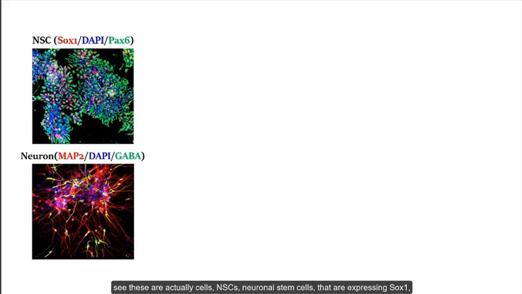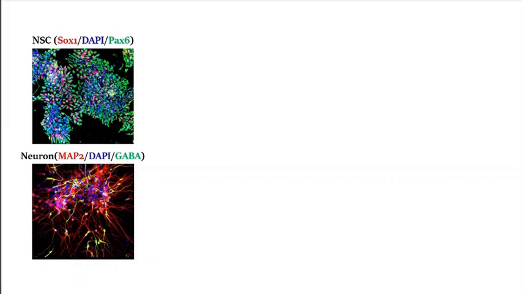And if you put all the markers together, all the markers that I just showed you in the previous slides, you see these are actually cells, NSCs, neural stem cells, that are expressing SOX1, as I mentioned, PAX6, and so on. Then you get beautiful looking MAP2, GABA, some cells are GABA, so this is actually a mixture of cells. Are these chemically induced neurons also functional? We actually looked not only at morphology, but also functional properties.